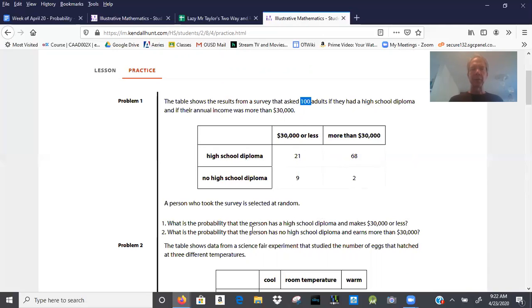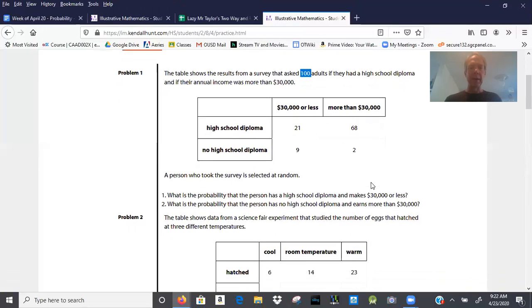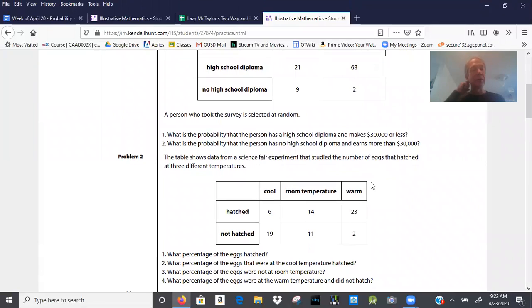And the second one, what's the probability that the person has no high school diploma and earns more than 30,000? So that's 2, since it's out of 100. 2 divided by 100, oh, it's 2%. All right, next thing they had was this.